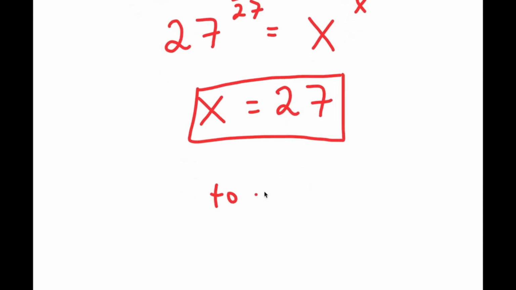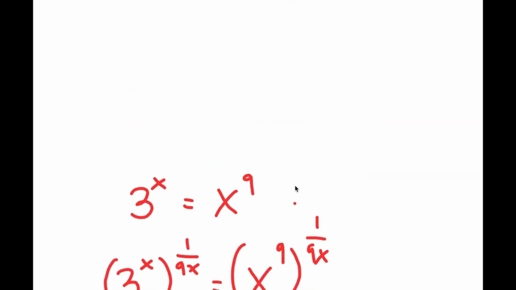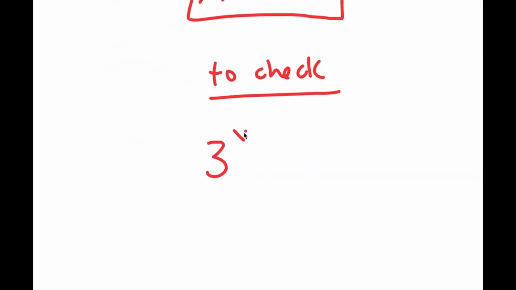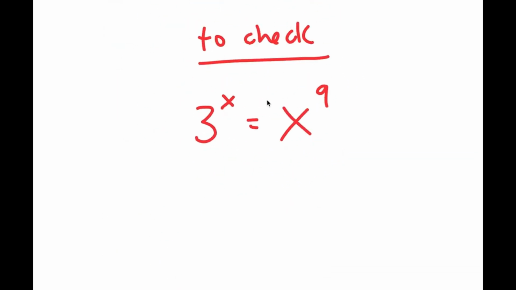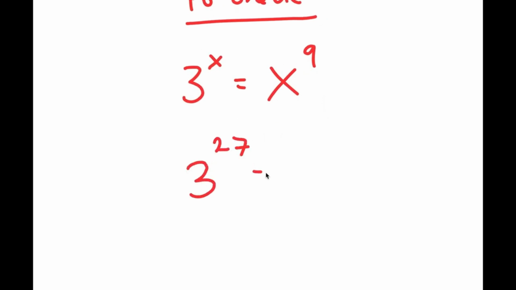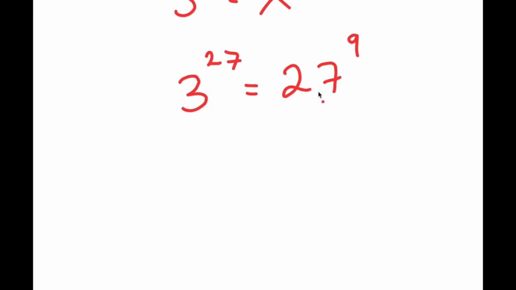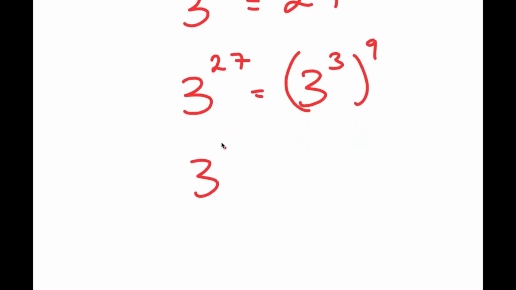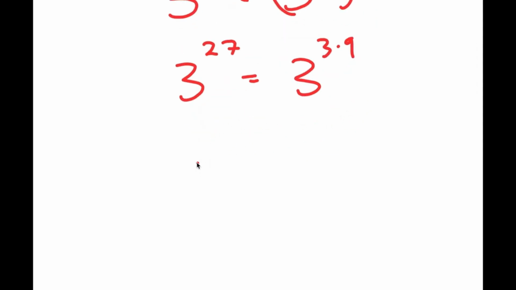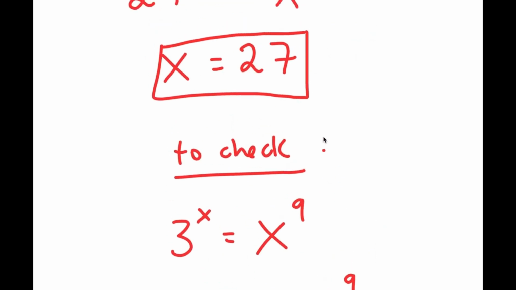So now to check, I can plug this into my equation. 3 to the power of x is equal to x to the power of 9. x is equal to 27, so I get 3 to the power of 27 is equal to 27 to the power of 9. And 27 is the same thing as 3 to the power of 3. So I get 3 to the power of 27 is equal to 3 to the power of 3 to the power of 9, which is equal to 3 to the power of 3 times 9. And 3 times 9 is 27, so I get 3 to the power of 27 is equal to 3 to the power of 27. And this is right, so my solution over here is right as well.